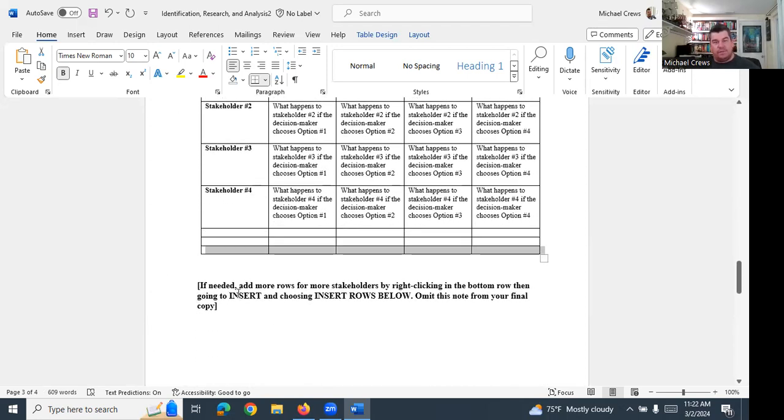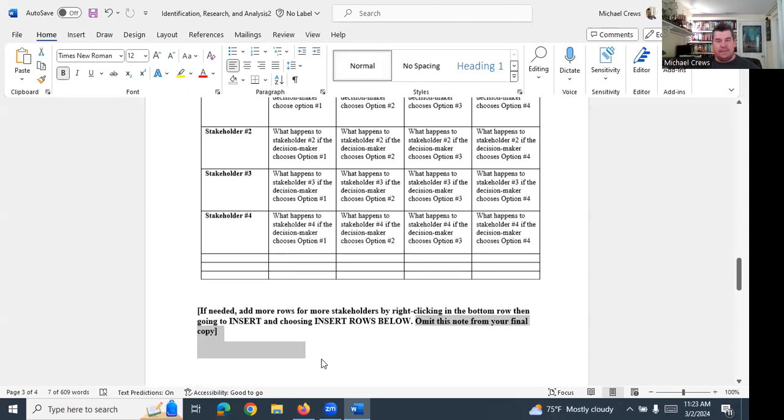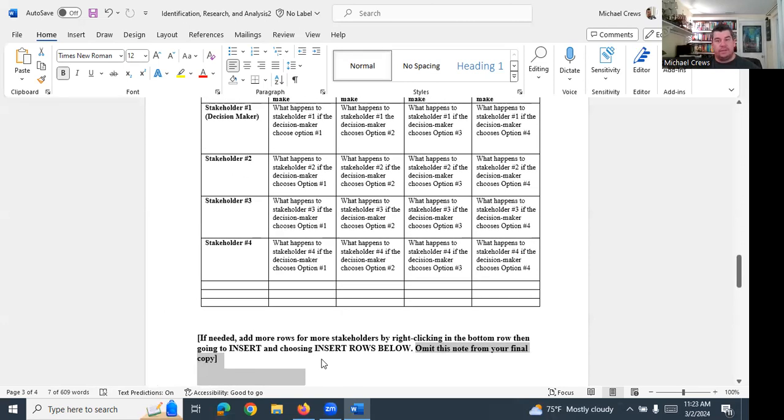This is what this tells you. If you need to add more rows, right click, insert rows below. Omit this, okay? I'm telling you right now, if you don't take that off, I'm going to take a point off because it shows that you're not paying attention, and people leave this on all the time. This is on there for instructions, not to be left on the final copy. Anytime you see me add something on one of these documents that has brackets on it, it means I want you to take those off, okay? Your final copy is just on there to give you the guidance when you're doing this, okay?